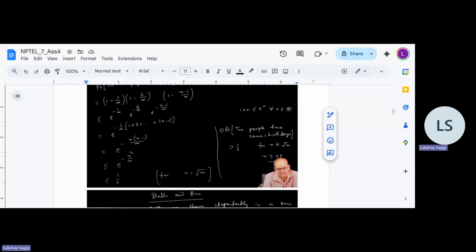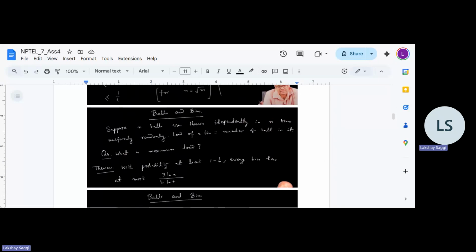Then, moving on to another application which was discussed in the lecture, the balls and bins problem. Essentially, suppose n balls are thrown independently into n bins uniformly randomly. So we have n balls and we throw them uniformly randomly and independently into n bins. And then what's the load of a bin? The load of a bin is just the number of balls in the bin.